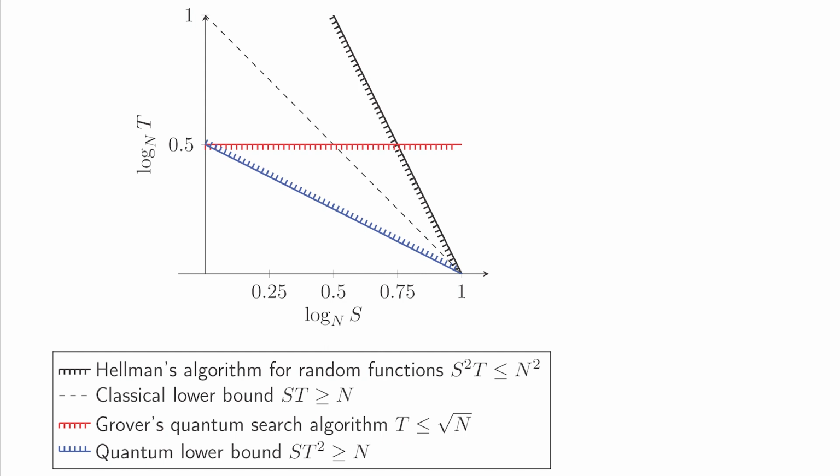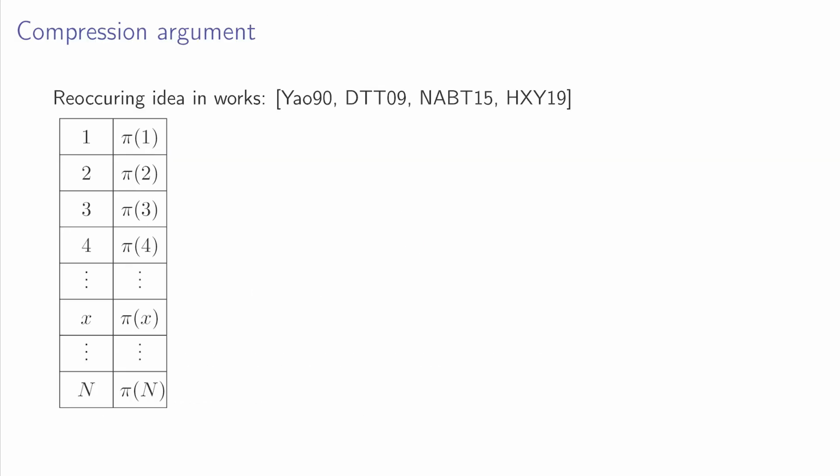Now I want to give you some flavors of the ideas of proving this lower bound for the general quantum advice case. Before we start, it is good to recall the compression argument, also sometimes known as the incompressibility argument, which is the common idea for proving these lower bounds.